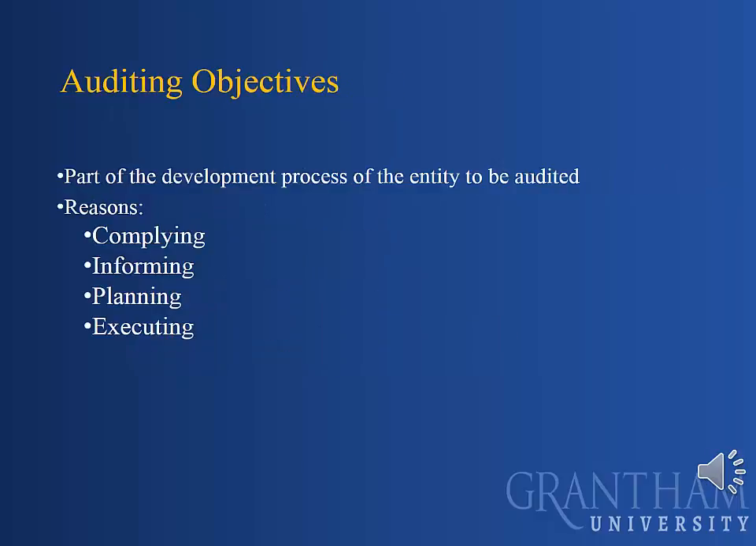So when we're looking at developing our objectives, part of that process is going to be selecting the entity that's going to be audited. In order to do the selection, you're going to look at reasons such as compliance, maybe informing what activities are actually going on. It could be for planning, looking at peak times, that sort of thing, for performance and execution. So there'll be a variety of reasons.